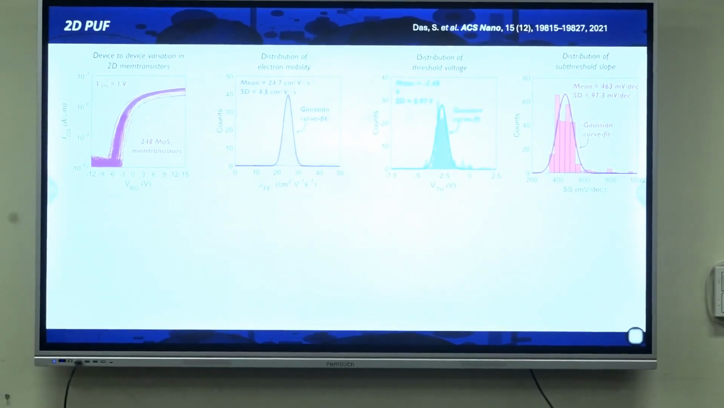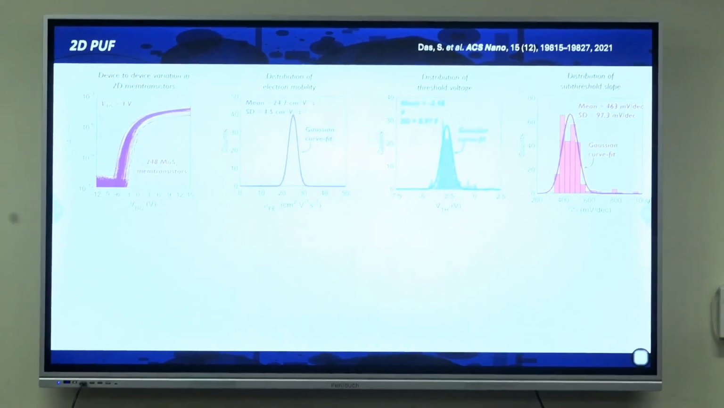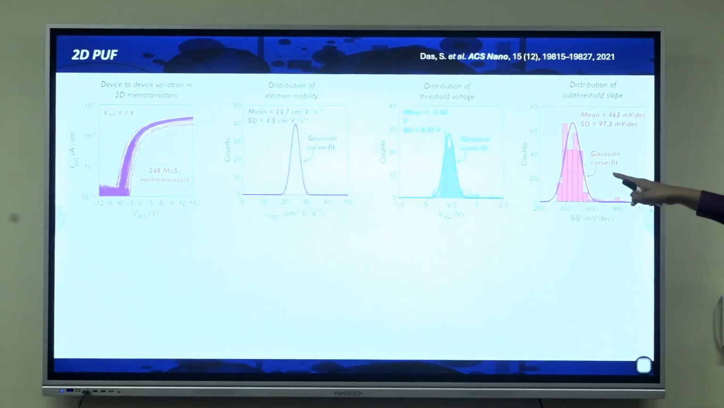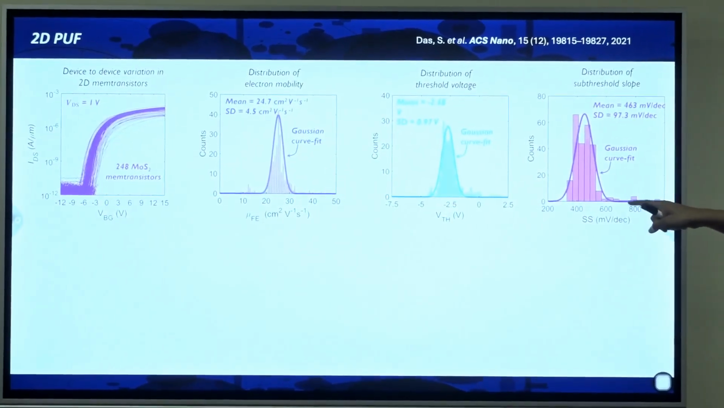And as I told you, you don't have to restrict yourselves to graphene. We can also use MoS2 devices. You see, MoS2 devices also show device-to-device variation, correct?